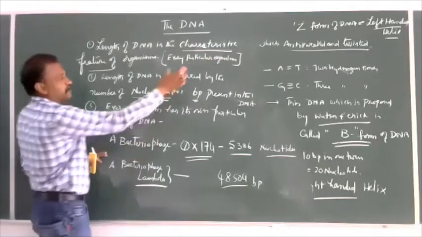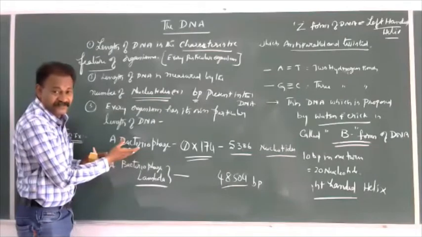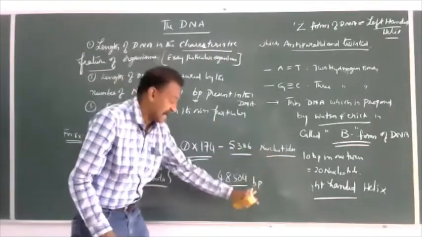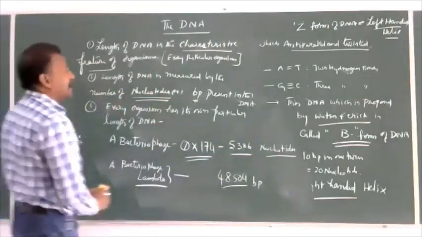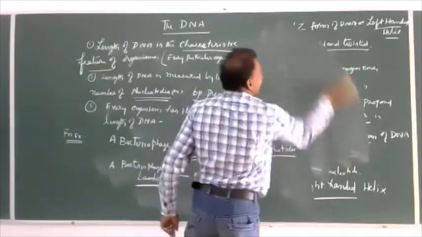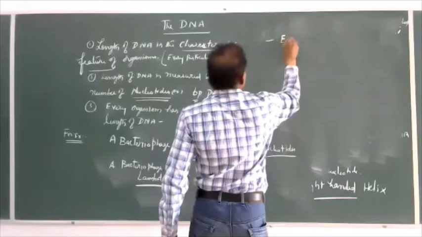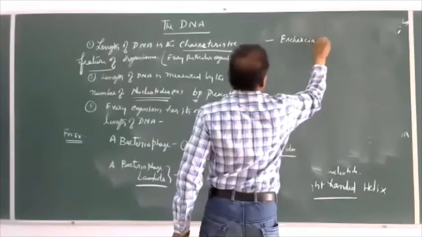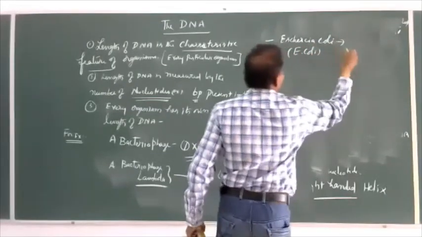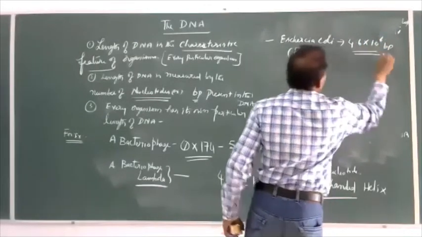So a particular organism has its particular amount of DNA. The length of the DNA is measured by the number of nucleotides or base pairs. Or Escherichia coli, a bacterial cell, simply E. coli, has 4.6 x 10^6 base pairs length of DNA.